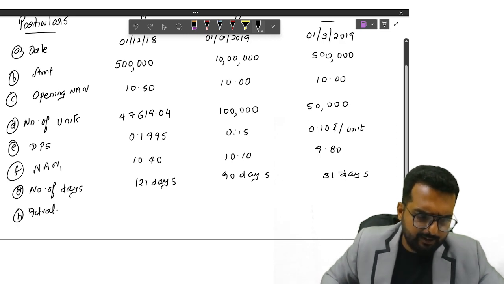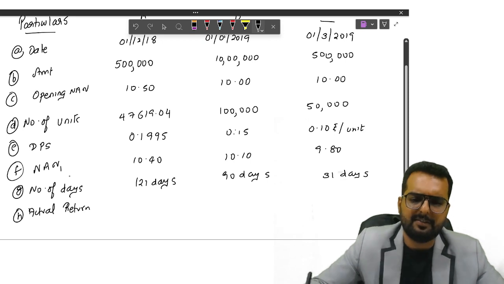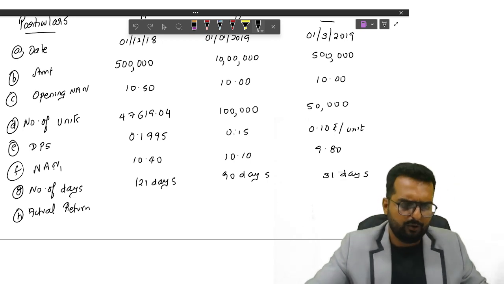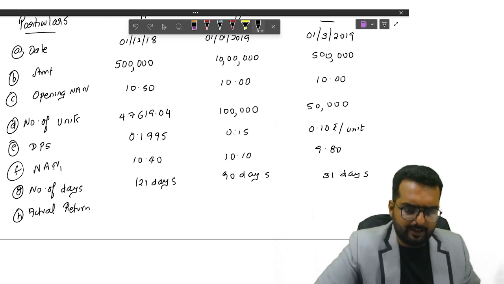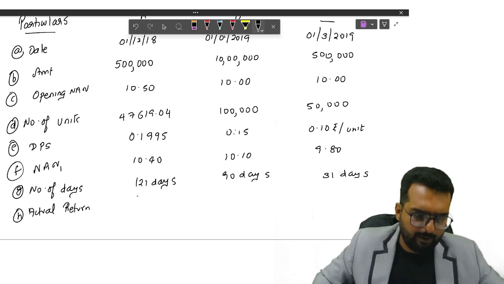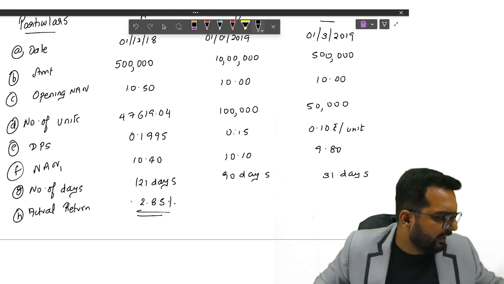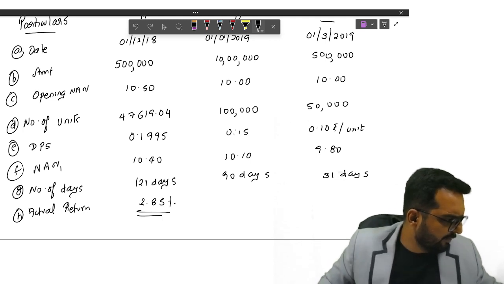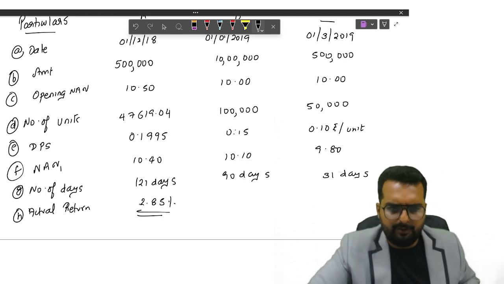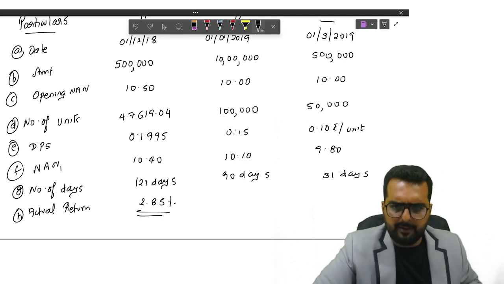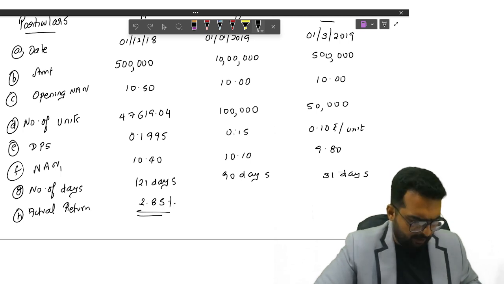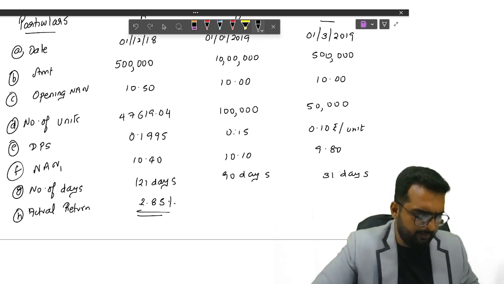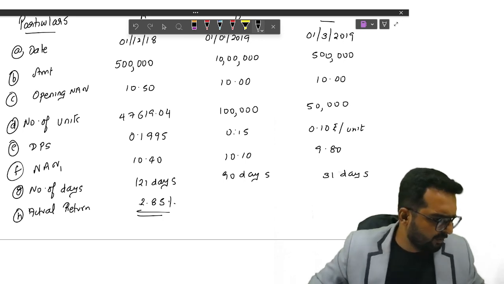NAV 1 minus NAV 0 plus D1 plus CG1, divided by NAV 0. So here it will be 10.4 minus 10.5 plus 0.1995, divided by 10.5, in percentage, multiplied by 365 divided by 121. I will get the answer as 2.85%. Somebody please confirm that's the same answer. Yes. Same way we have to do the second one also. 10.1 minus 10 plus 0.15, divided by 10.1, into 365 divided by 90. So we'll get 10.038%.